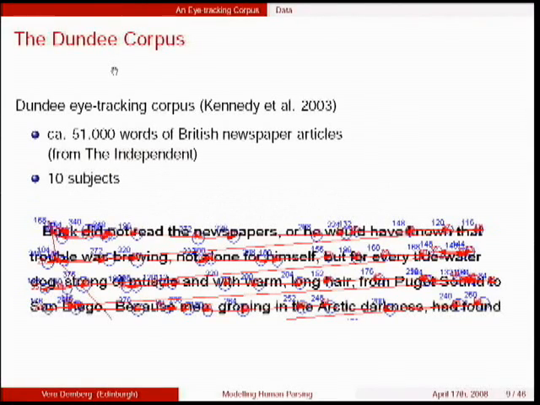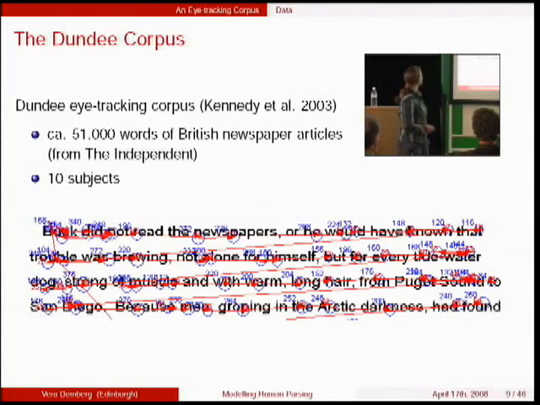Okay, so the Dundee Corpus is the resource that I'm using. It's called Dundee Corpus because it was produced in Dundee in Scotland. It contains 51,000 words of British newspaper articles. That's about 20 newspaper articles. They're from the Independent newspaper, and they were read by 10 different people. And this is what the data looks like that we get.